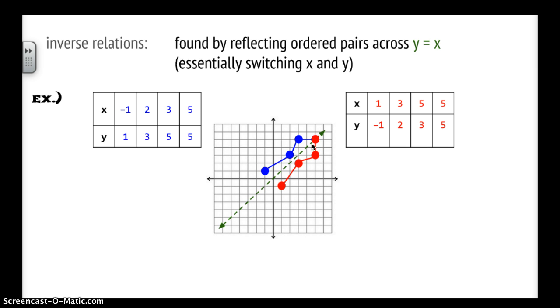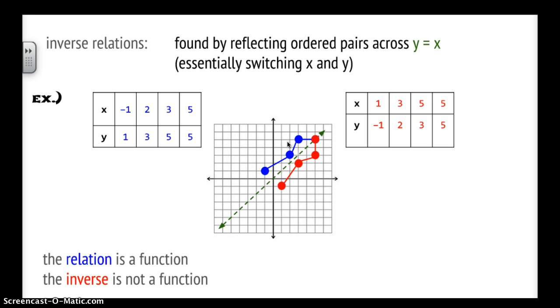Now, if you look at this, look at the red. It is a reflection. If you were to fold up your graph across that green dashed line, it would sit right on top of itself, right? Okay, so by switching the ordered pairs and replotting them, this red over here is the inverse. So this was the original relation. We find the inverse by switching the ordered pairs, or switching x and y within each ordered pair.